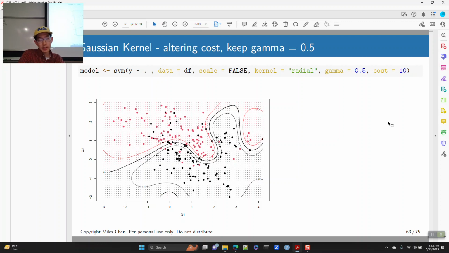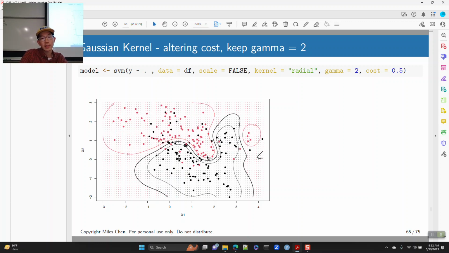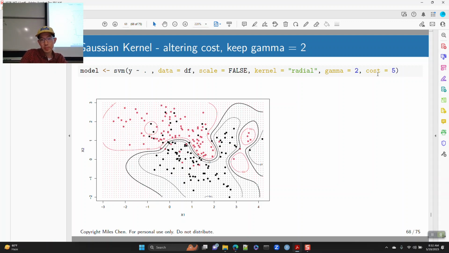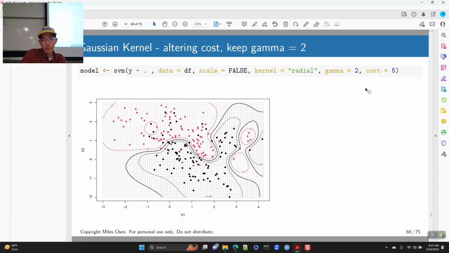Okay, let's look at this. I'm going to now change gamma to say 2. Gamma 2 is more of a flexible boundary, and here I've got low cost, so we don't mind misclassifications, and this just reflects what we have. As I increase the cost, okay, so here it is, with gamma equal to 2.